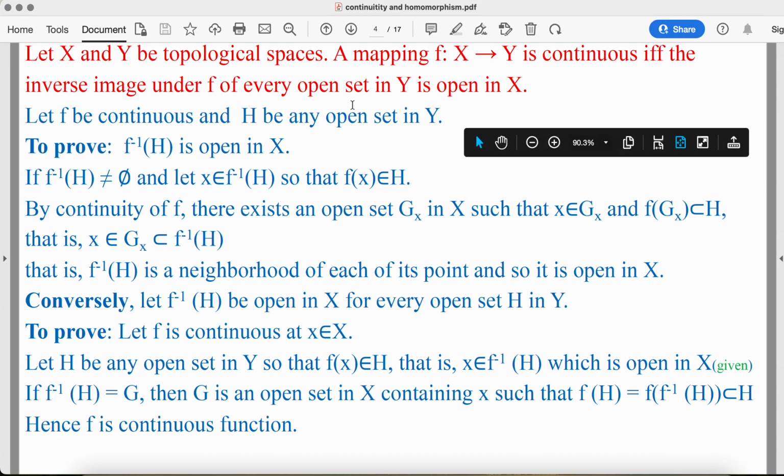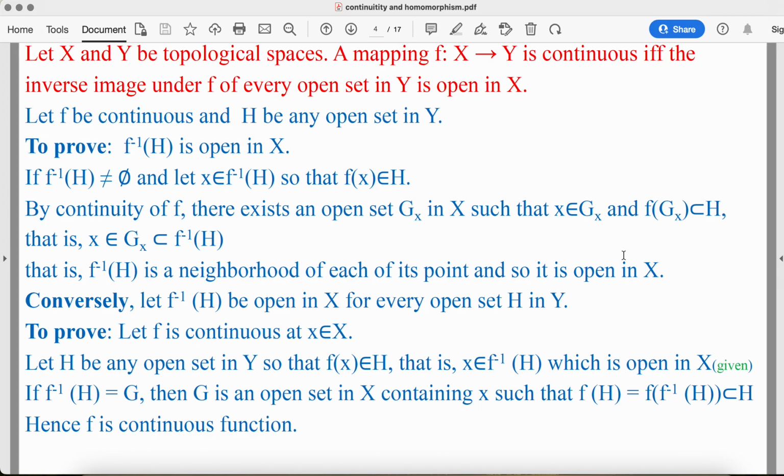So we have taken H to be any open set and we have proved that its inverse image is also open in X. So it means the inverse image under f of every open set in Y is open in X. Now the converse part. Let f inverse of H be open in X for every open set H in Y.